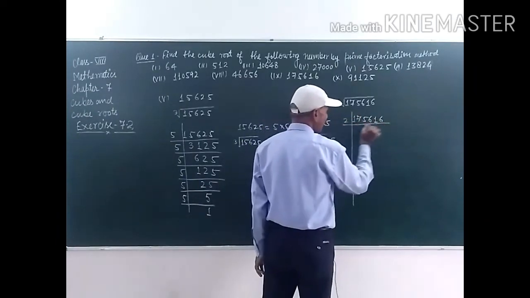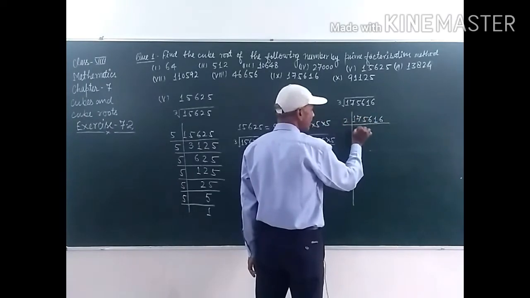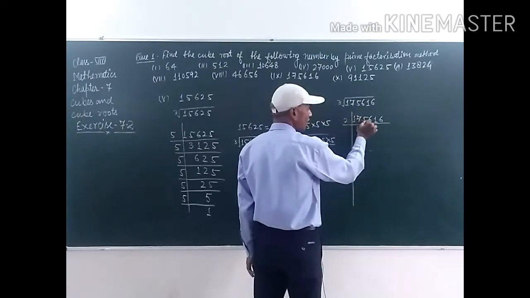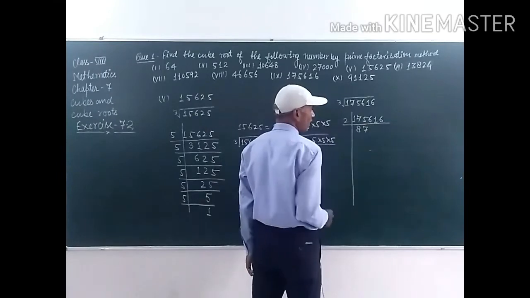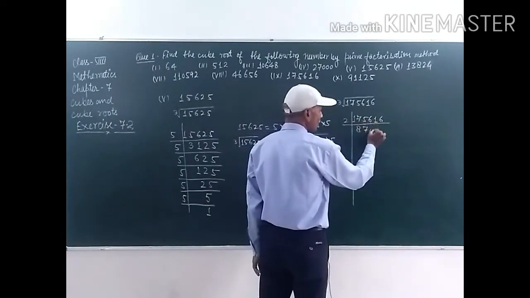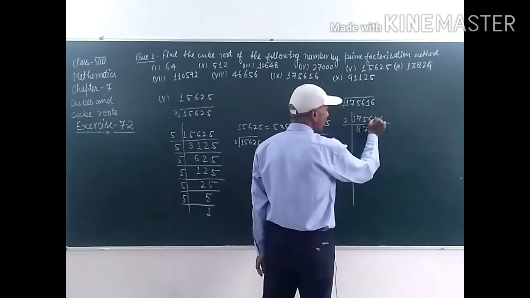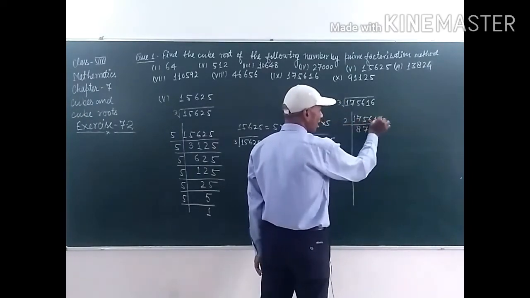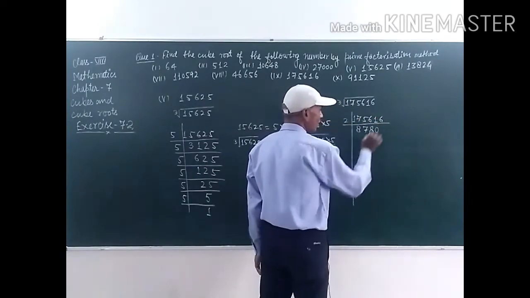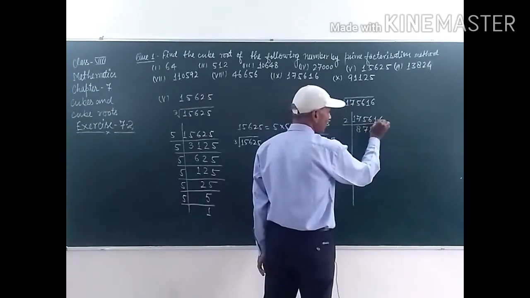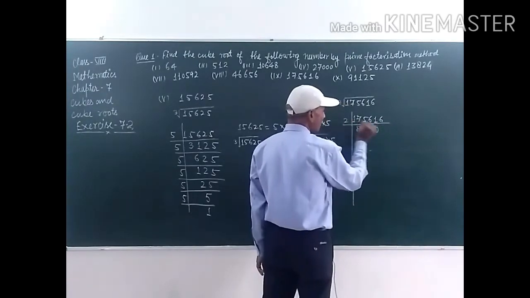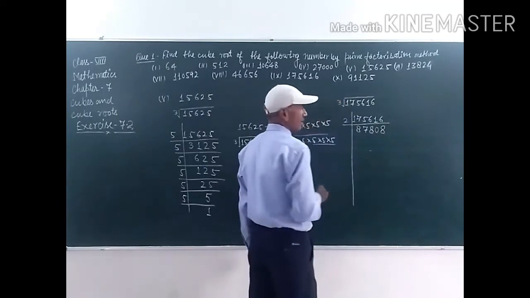So after dividing it by 2, 2 8 ja 16, 1 left 15, 2 7 ja 14, 1 left 16, 2 8 ja 16, and here, student, 1 is not divisible by 2, so we have to take here 0, and after that we have to take this number 16, 2 8 ja 16.